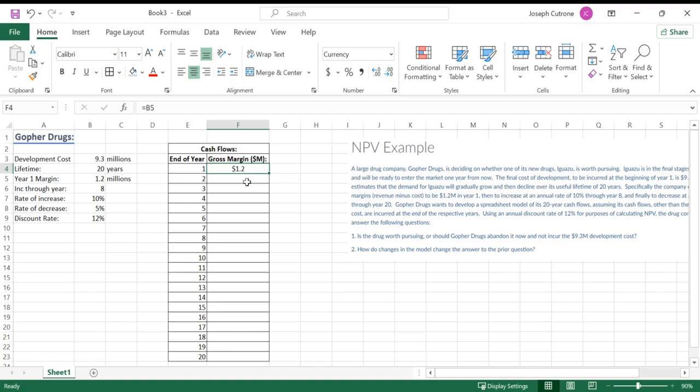All right, so here's my question. I have to figure out year 2's cash flow. Now I was told it's going to increase for 8 years at 10%. So there's 2 ways to do this. We could break this up into 2 pieces or do it all at once. You want to pause the video here and see if you can figure out the formula to increase 1.2 million by 10%. Pause the video, see if you can figure it out.